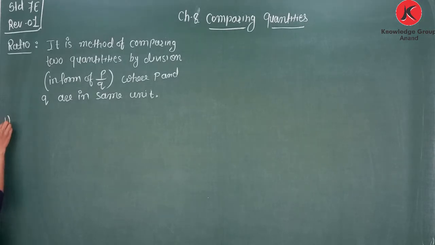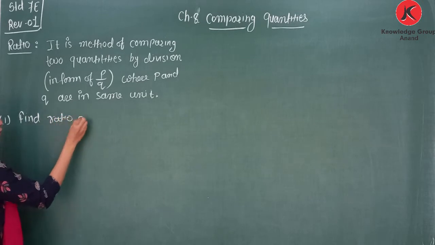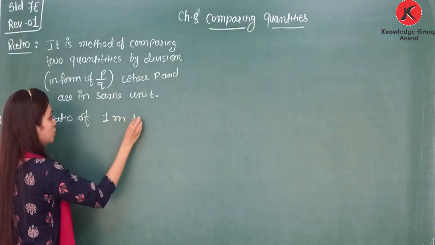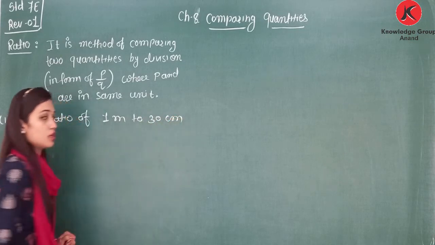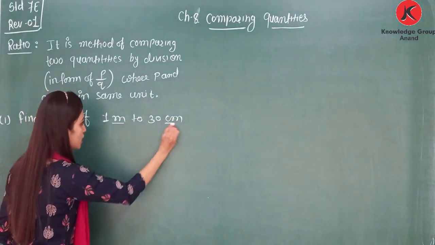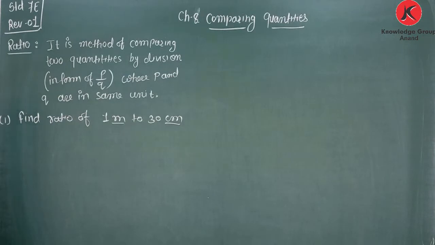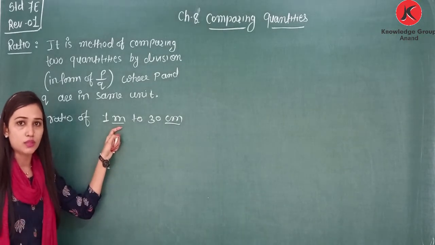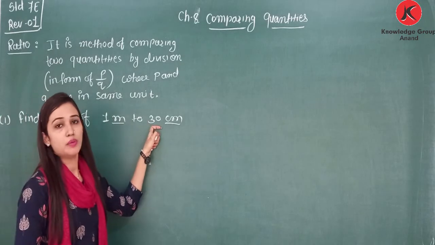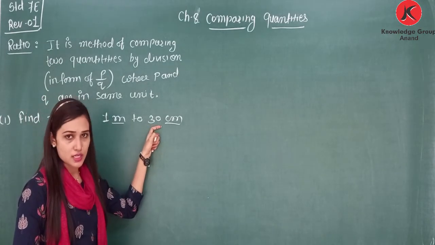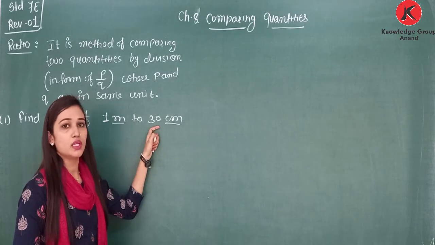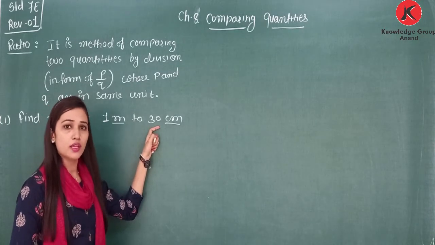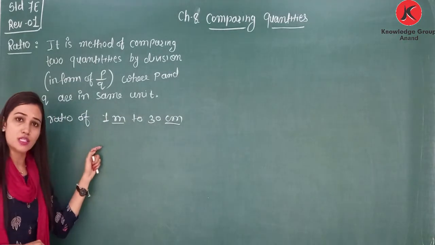So for example, we have to find the ratio of 1 meter to 30 centimeter. Now here one unit is in meter, the other unit is in centimeter. So here you need to apply some conversion. Which conversion will you apply? Always I say that you need to convert the bigger unit into the smaller unit. If you convert 30 centimeter into meter, then you will get the answer in a decimal. What is 30 centimeter in meter? It is 0.30 meter. And then you need to divide 1 by 0.30.